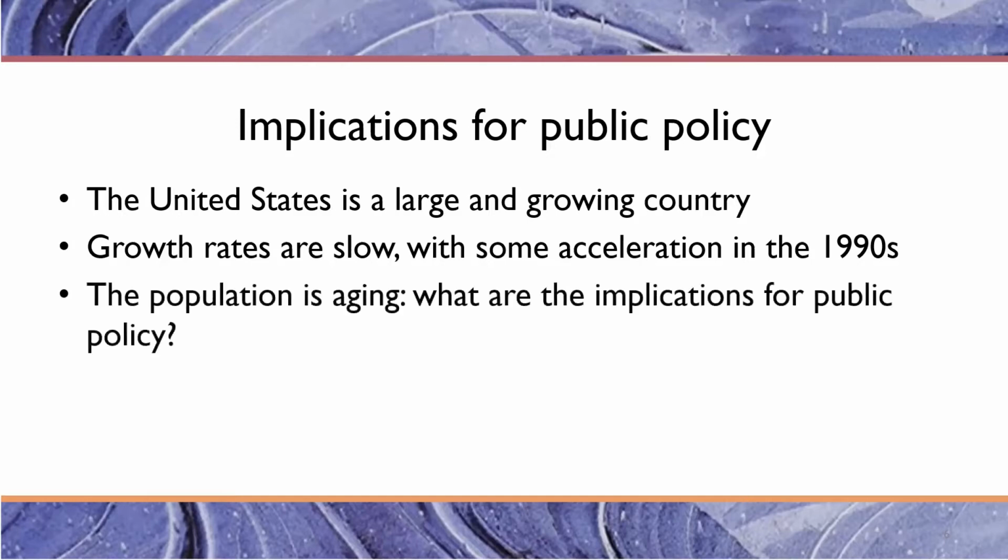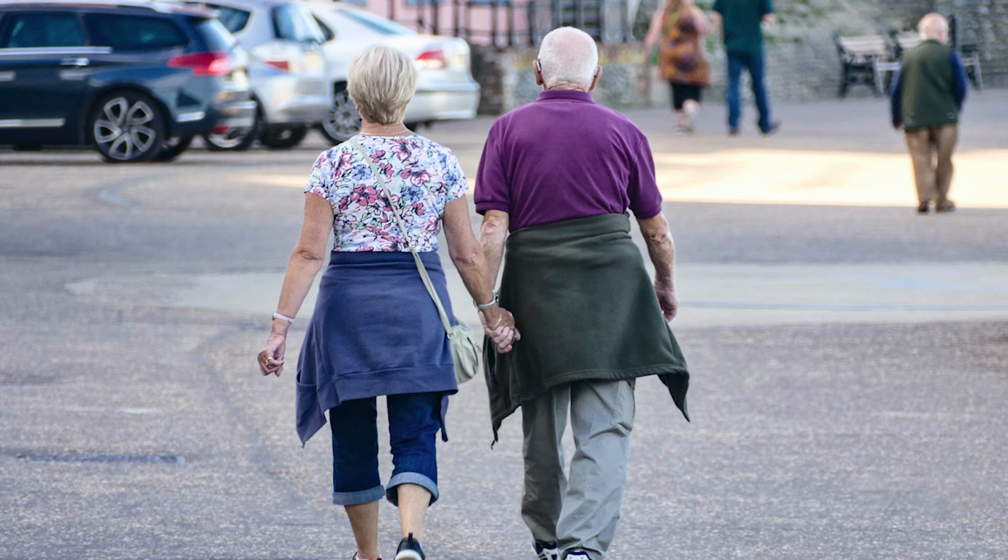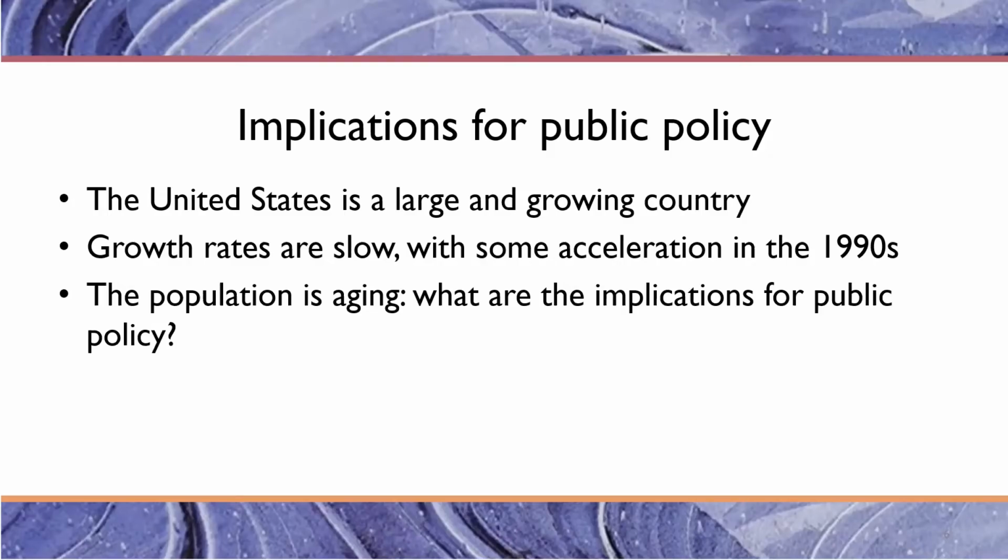But the population is aging. And the question is, what are the implications for public policy? And I think the implications are pretty clear. Policy is probably going to be made to address the needs and the political desires of older people. Older people also tend to vote at higher rates than do younger people. So the political system may be more responsive to their demands than it is to the demands of younger people. I should mention as an aside that I fall in that 50 to 59 category right now.